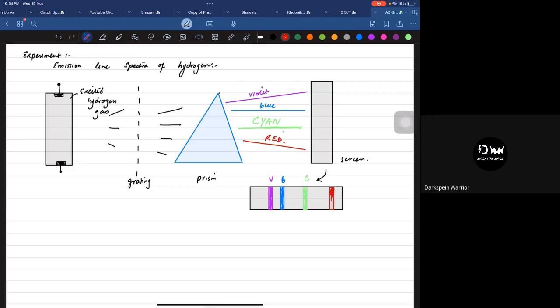And obviously, each color that comes out has its own wavelength. Like violet will have 410. All of these are nanometers. Blue will be around 434. Let me just write the numbers only: 410, 432, 486, and red is around 650. So we have all of these in nanometers that come out. Nothing else. Everything is pitch black.